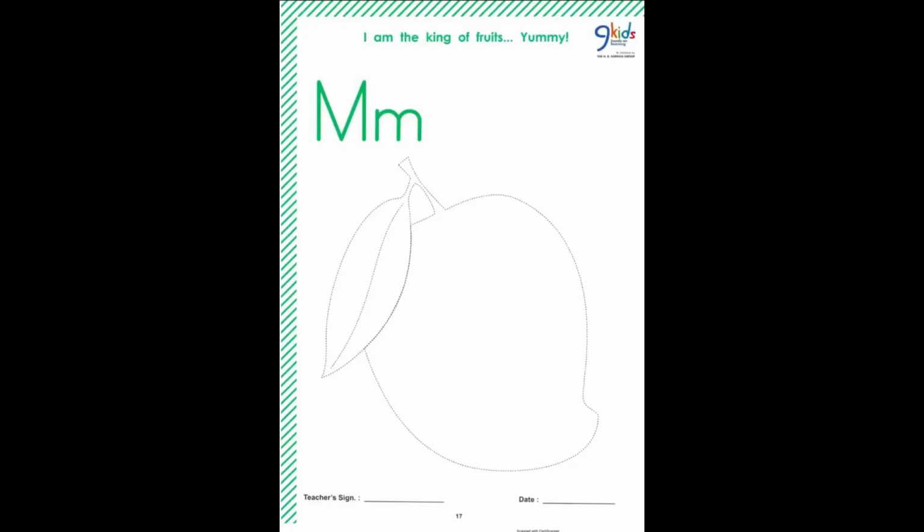Now, worksheet time. Today there are 2 worksheets for my little ones, and I am sure you will enjoy doing them. Worksheet 1. This is a picture of a mango. You can join the dots with crayon and color it nicely. You can do this practice work in your English classwork book on page number 17.